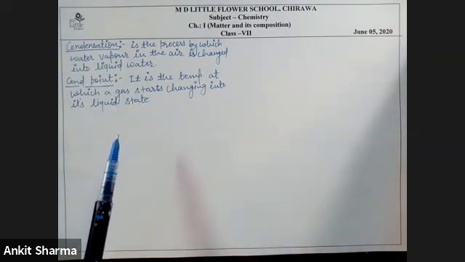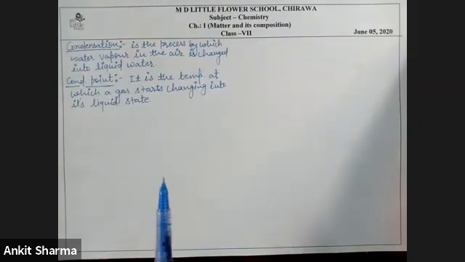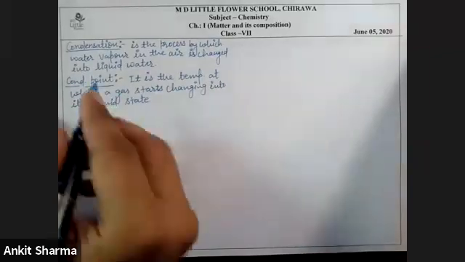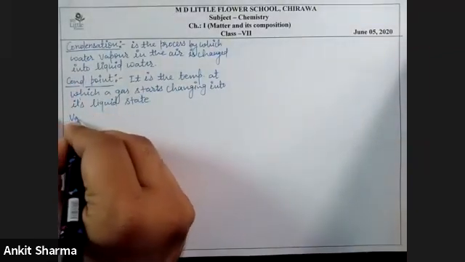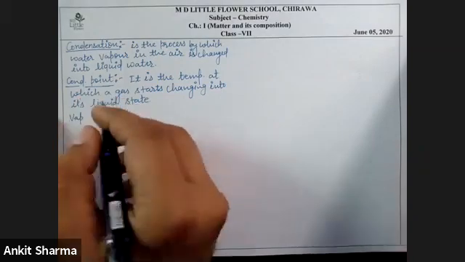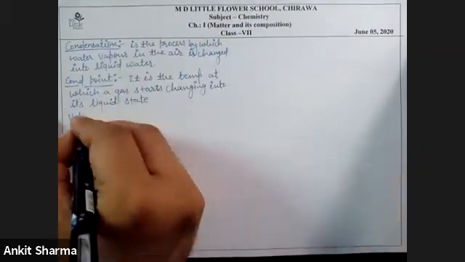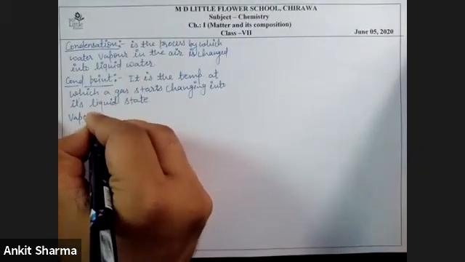That is condensation point. Now next one is vaporization. What is vaporization? Vaporization is also a process of changing liquid into gases.